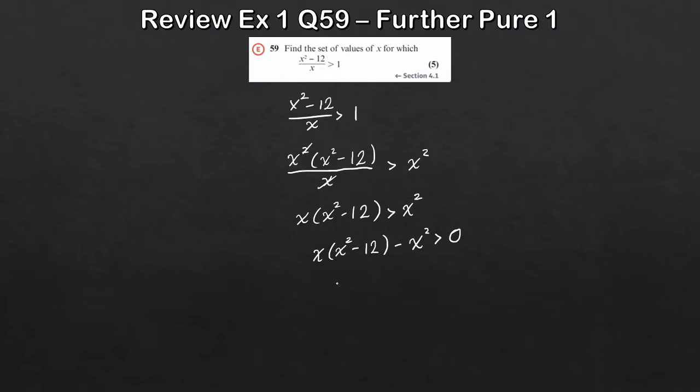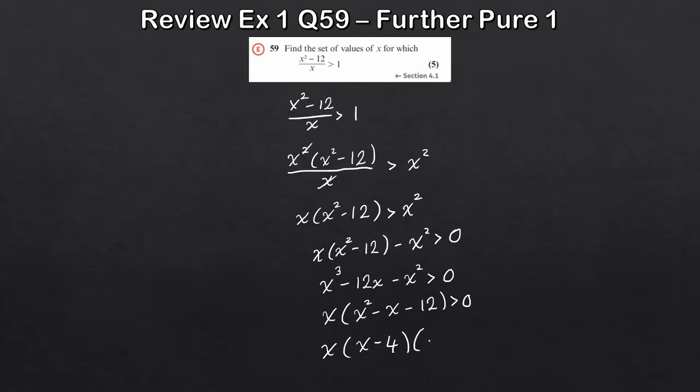So, expanding this, we get x cubed minus 12x minus x squared, and this is greater than 0. Okay, well, this is nice and easy to factorize now. If we factor an x out here, we get x squared minus x minus 12, and this is greater than 0. And then we can factorize this quadratic, so we get x lots of x minus 4, and then x plus 3. And that's greater than 0.